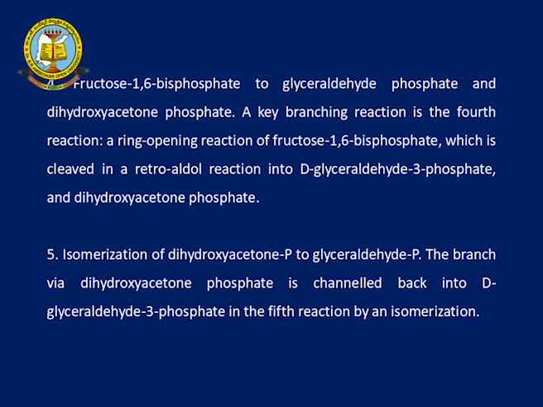Now, the fifth reaction is the isomerization of the dihydroxyacetone phosphate molecule. This is the isomerization mechanism for the conversion of dihydroxyacetone phosphate to glyceraldehyde phosphate. The branch via dihydroxyacetone phosphate is channeled back into glyceraldehyde 3 phosphate in the fifth reaction, the isomerization reaction.